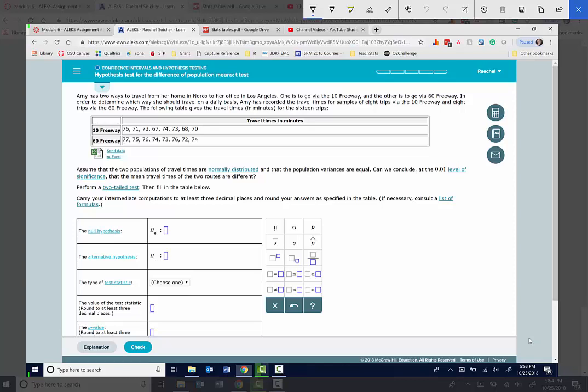So the first thing to keep in mind is that we have to use the pooled sample variance in order to eventually get to where we are going. So that's one of the things to keep in mind. And we know that that is equal to this equation down here.